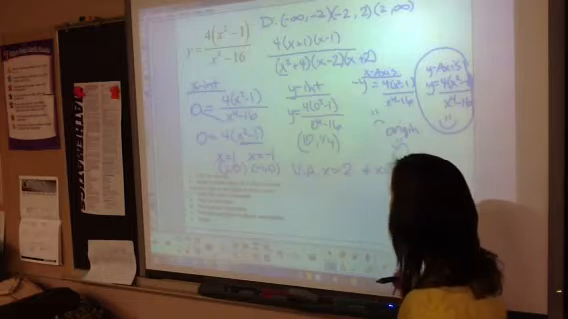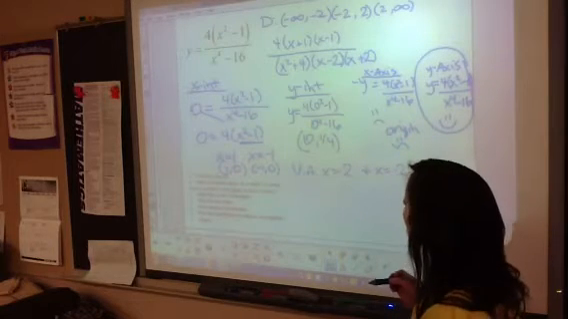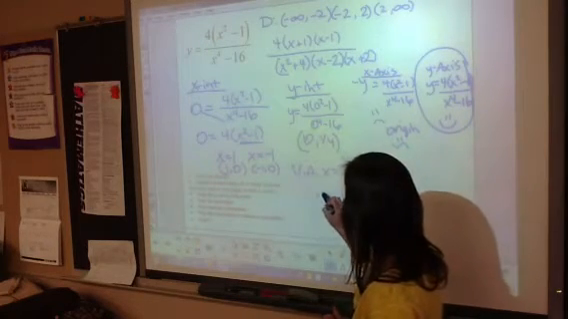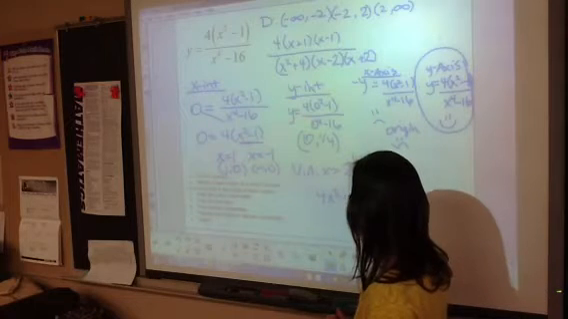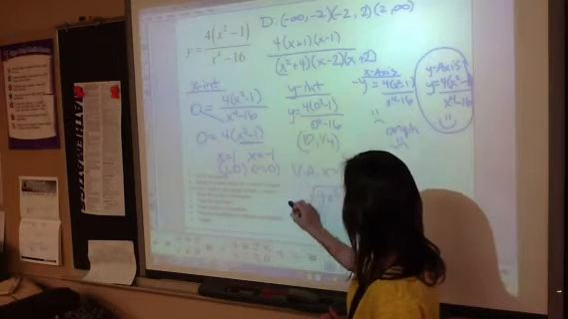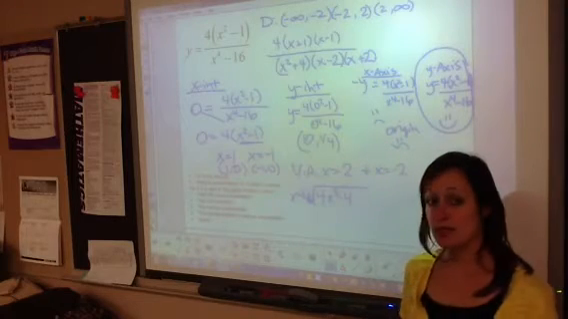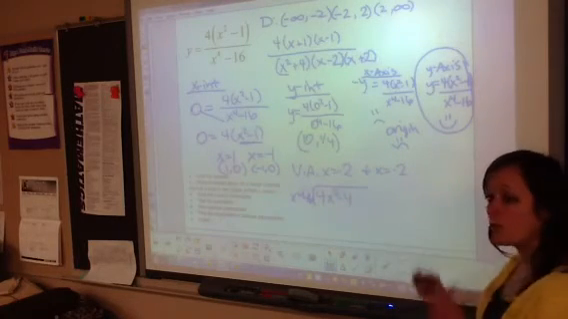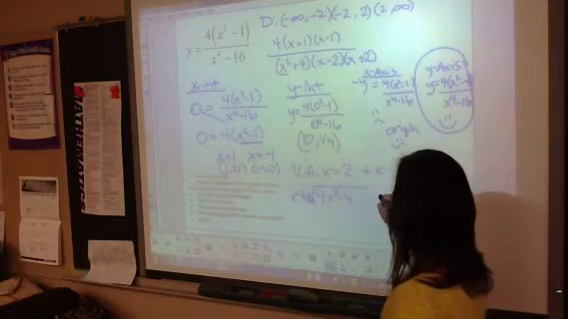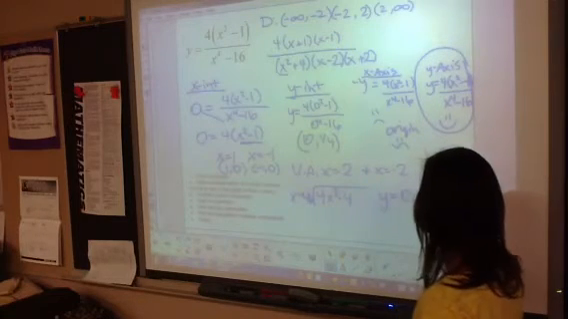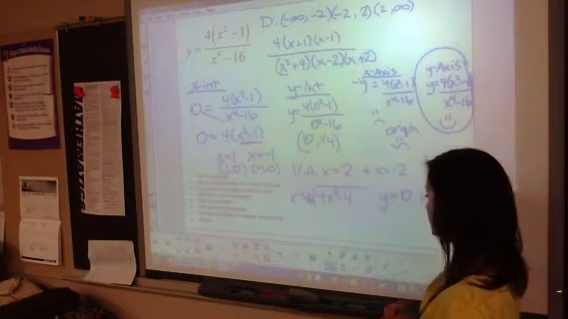Find the horizontal or oblique. So to do that, we must divide. So on top we have 4x squared minus 4, and we're going to divide it by x to the 4th minus 16. Well, you should see that you can't do division because we have squared over 4th, and you can't do that. So you would get y equals 0 as a horizontal asymptote.